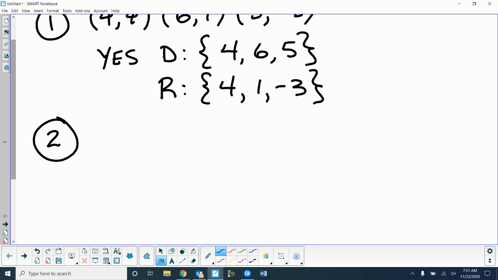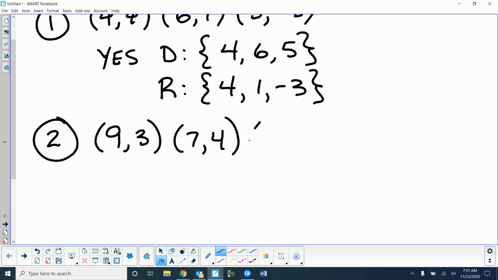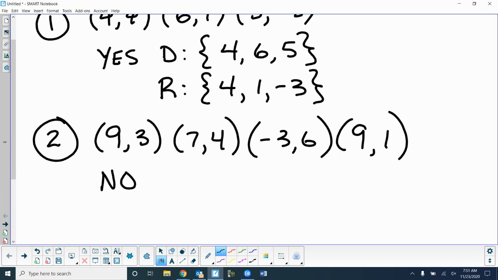Number 2, we got 9, 3, and 7, 4, -3, 6, and 9, 1. Does every x have one and only one y? No. 9 is an x twice, and it's got two different y's, a 3 and a 1. So that is not a function. But we still are supposed to write domain and range. You still need to do that, even though it's not a function.